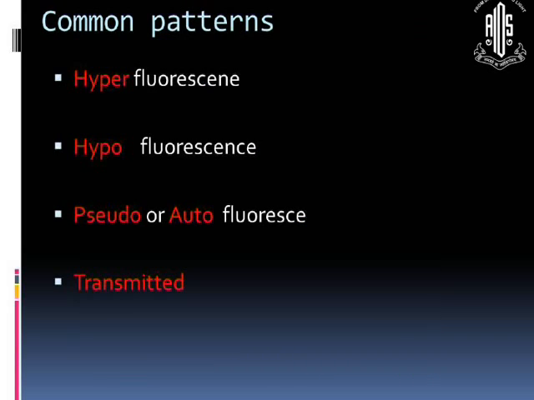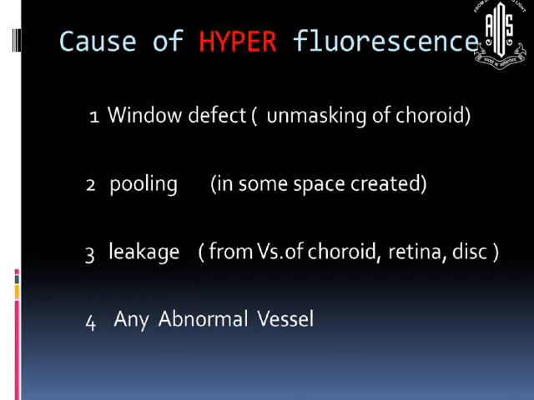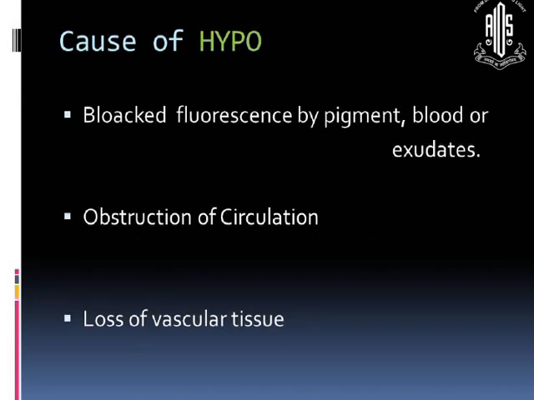A common pattern we see here is hyperfluorescence and hypofluorescence, pseudofluorescence or autofluorescence, and transmitted fluorescence. I'll start with the causes of hyperfluorescence: window defect, unmasking of the choroidal vasculature, pooling. You have to have some space for the pooling, leakage from the vessels of the choroid, retina, and the disc, and any abnormal vessel itself. Causes of hypofluorescence: blocked fluorescence by pigment, blood or exudate, any pathology in front of that vasculature, and obstruction of the circulation or loss of the vascular tissue itself.